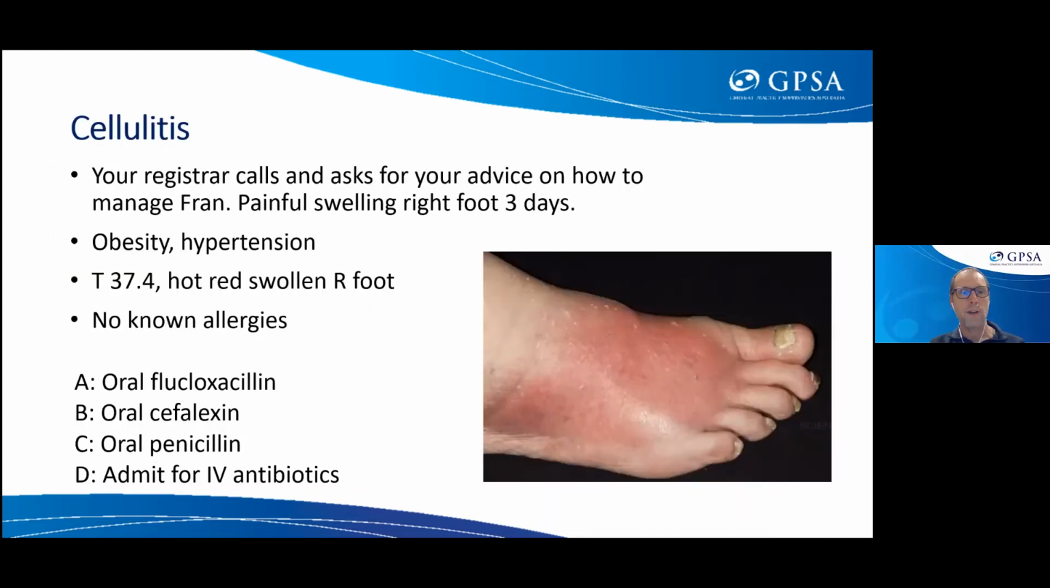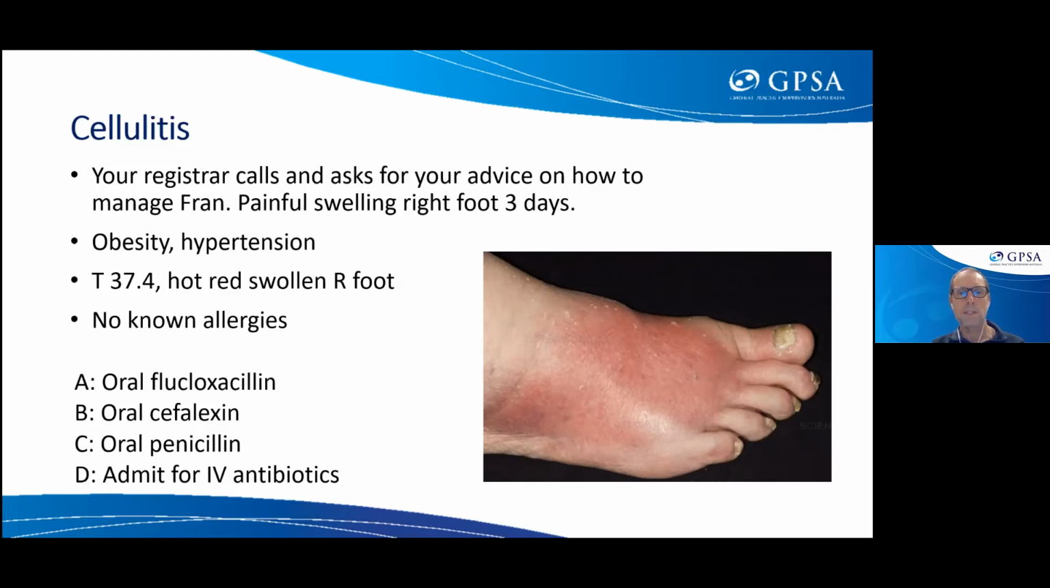I guess we're back to Fran, and your registrar wants some advice. She's got a couple of comorbidities, I guess, being overweight and low-grade temperature, and that's the appearance of her foot. So how would you treat her? I guess the best answer might be go to ETG, but oral Fluclox, oral Keflex, oral penicillin, assuming it's most likely to be a strep, or, on the basis of that, do you think she might need intravenous antibiotics?